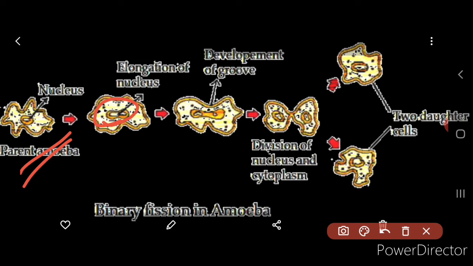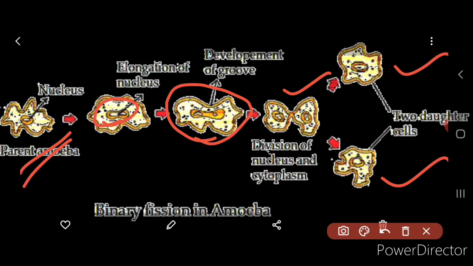After the nucleus gets elongated, the outer membrane, the cell membrane, develops grooves, in the sense that a depression in the cell membrane takes place. Then the division of the cytoplasm as well as the nucleus takes place, and this is divided into two daughter nuclei. So this is called binary fission. Bi means two, binary means two, so it divides into two daughter cells. So a parent cell divides into two daughter cells, and each cell develops into a new adult organism, and this is called binary fission, and it takes place in the amoeba.